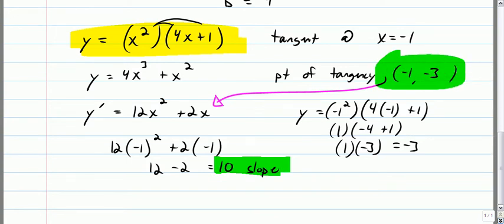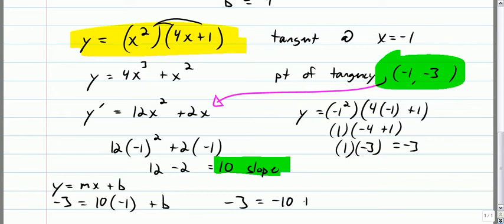And I'll just go to y equals mx plus b. So I'll go -3 equals 10 times -1 plus b. -3 equals -10 plus b. b equals 7. And my equation is y equals slope times x, so 10x plus 7. And we'll highlight that here in orange.